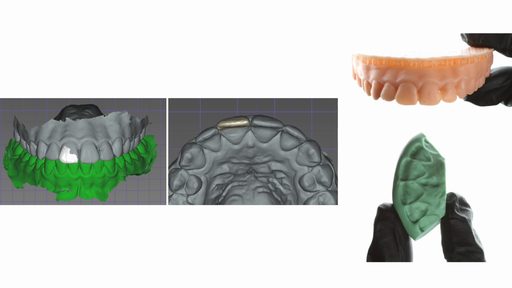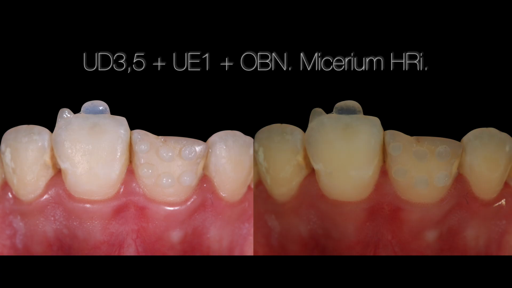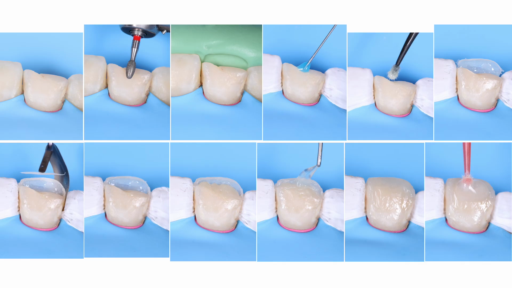We did the impression of the model, and we took the silicone key, a regular silicone key, from that model. So we selected the color. In this case, we used the composite HRI from Mysterium, and we did the preparation. We did the bevel, the adjustment of the silicone key, our adhesive protocol, the palatal wall, the stratification of the incisal edge. We placed a little bit of transparent composite, and we did the vestibular surface with enamel.